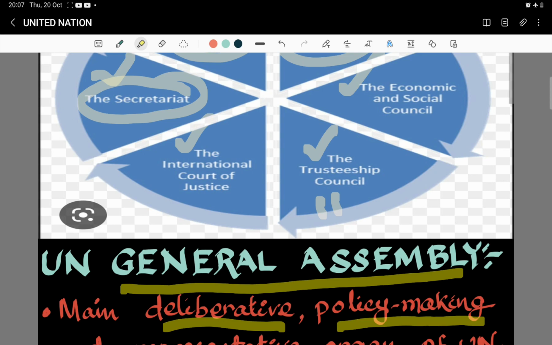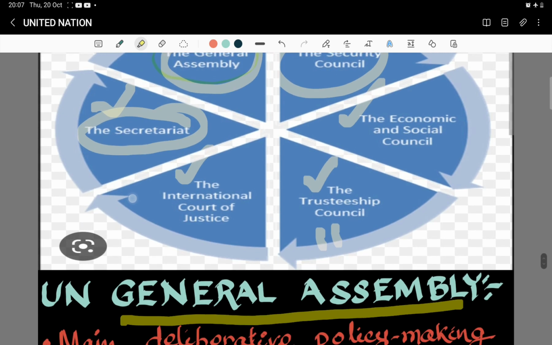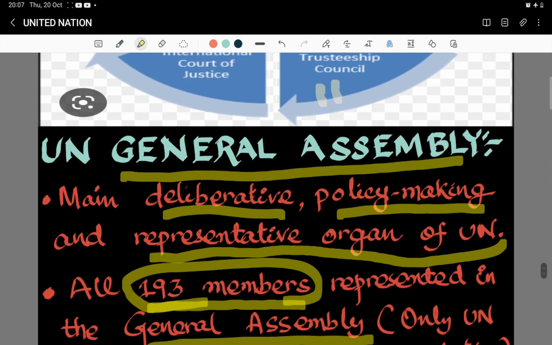The Trusteeship Council provides international supervision for 11 trust territories. The International Court of Justice is the principal judicial organ that settles legal disputes between the member states. And the Secretariat is made up of an international staff that carries out the day-to-day work of the United Nations. Okay, and we have discussed the first principal organ, the United Nations General Assembly.